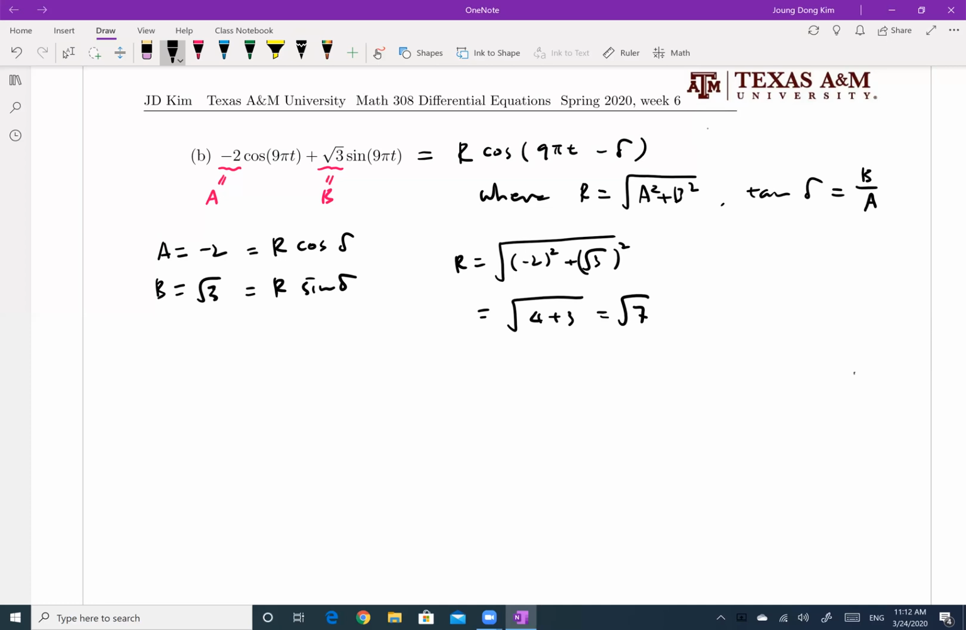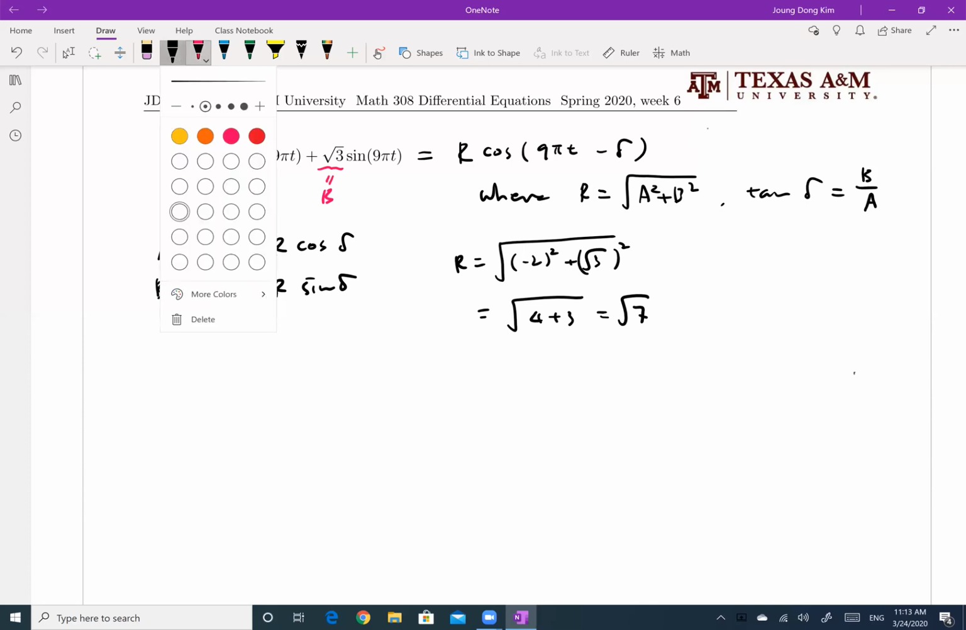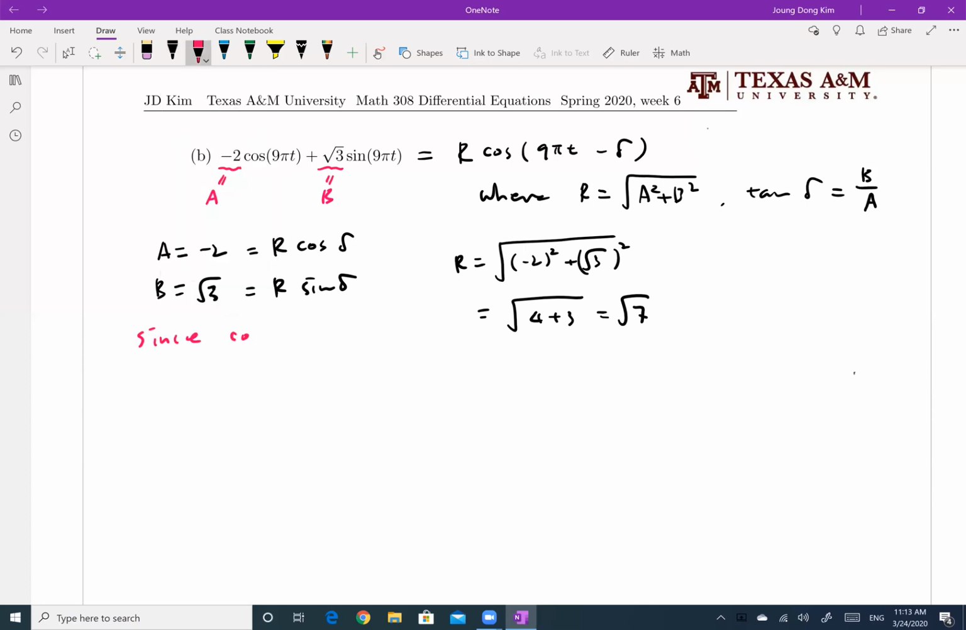R is positive. Then from a, cosine delta must be negative, right? And your sine delta is positive. Then we can say your delta is in which quadrant? Second quadrant, okay? Between 90 and 180 degrees, or pi over 2 to pi. So that's why your delta is not only the tangent inverse of b over a, you have to do it this way.